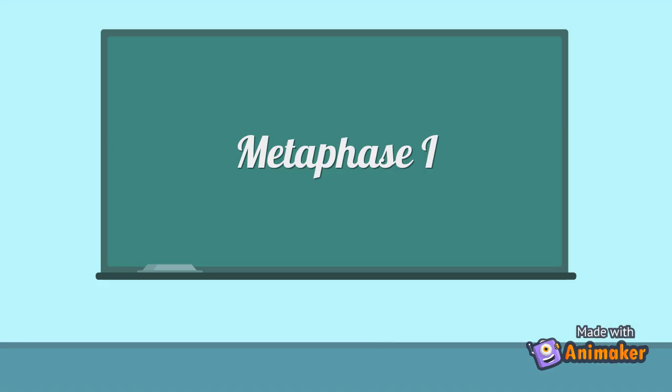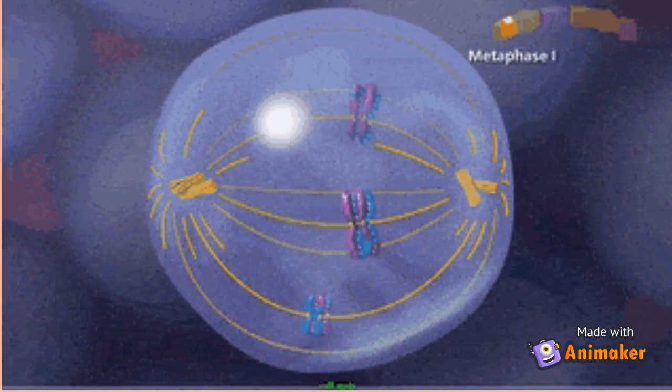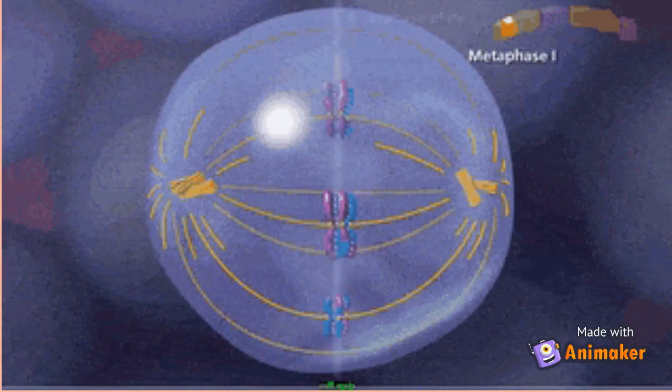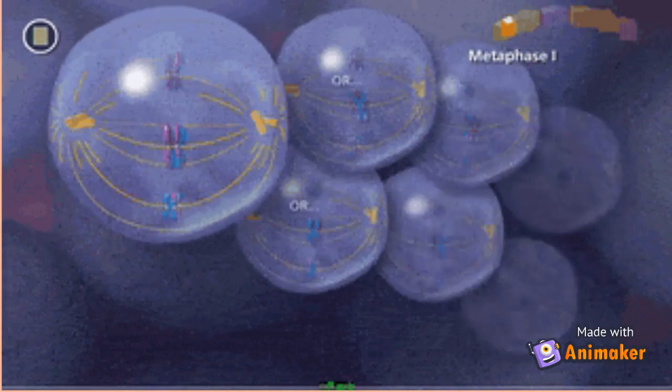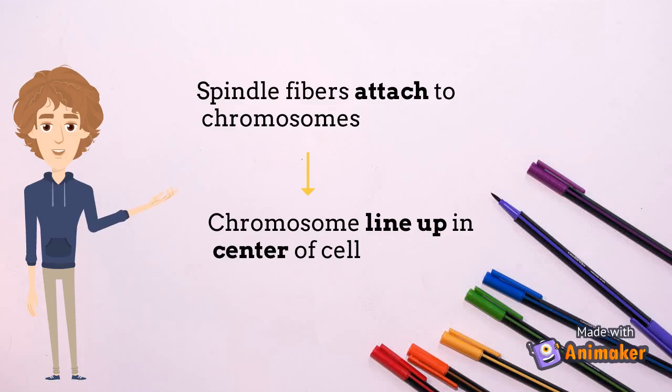Next, metaphase 1 is the second stage after prophase 1. From this video, we can see the homologous chromosome pairs align at the metaphase plate. Basically, this is the flow of metaphase 1. First, the spindle fibers attach to the chromosomes, and after that, the chromosomes line up in the center of the cell.